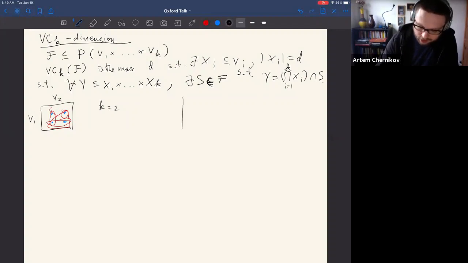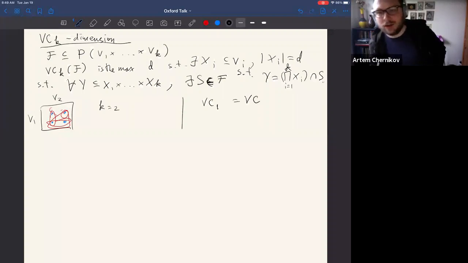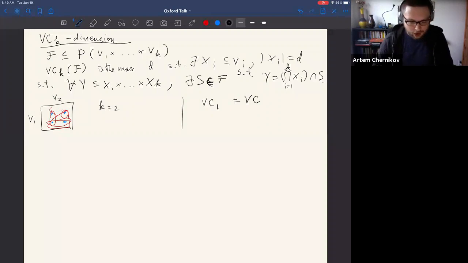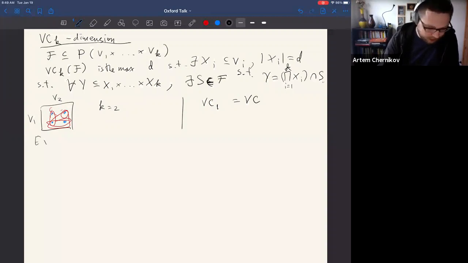Now, of course, the VC1 dimension corresponds to the usual VC dimension. We just have one set and consider the maximal size of a shattered subset of this. But for higher k, we have to consider boxes that are shattered by the family. Okay. Let me give you one quick example. Let's say we have F, G, H, some subsets of V squared, for some set V.